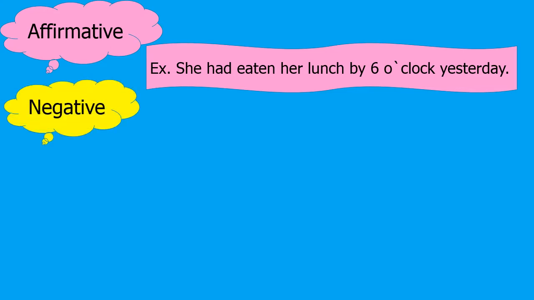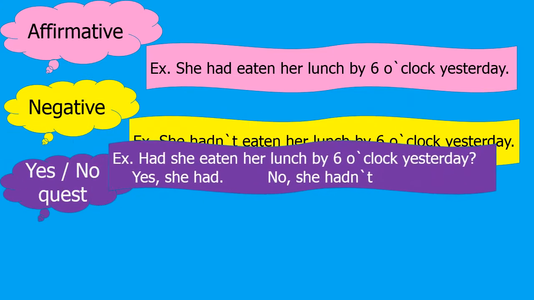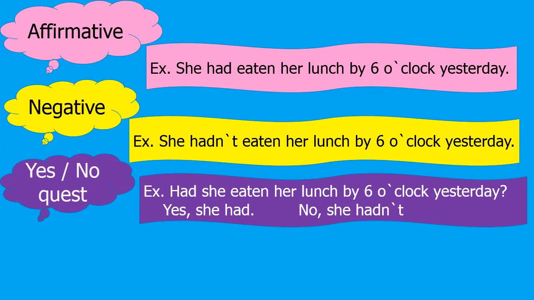The negative form of the past perfect, had not, hadn't, plus past participle. For example, she hadn't eaten her lunch by 6 o'clock yesterday. Yes, no question. 3 steps, had, auxiliary verb, plus subject, plus past participle. So the question will be, had she eaten her lunch by 6 o'clock yesterday? The answer will be, yes, she had, or no, she hadn't.